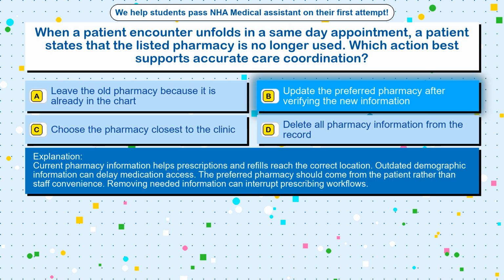Current pharmacy information helps prescriptions and refills reach the correct location. Outdated demographic information can delay medication access. The preferred pharmacy should come from the patient rather than staff convenience. Removing needed information can interrupt prescribing workflows.